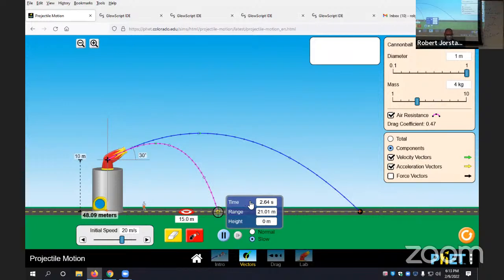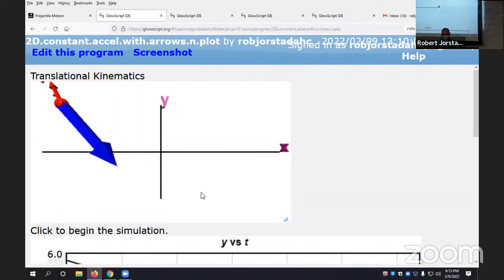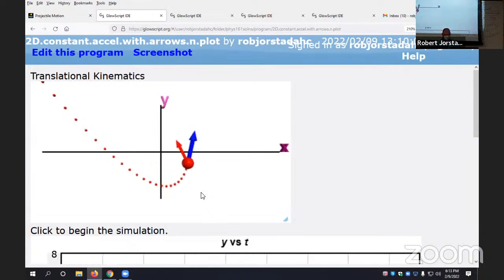I have one. Well, this is all with a_x equals 0. What would it look like if there was some a_x, right? Let's look at this one. In this case, we see two arrows. Hopefully I'm still screen sharing, right?